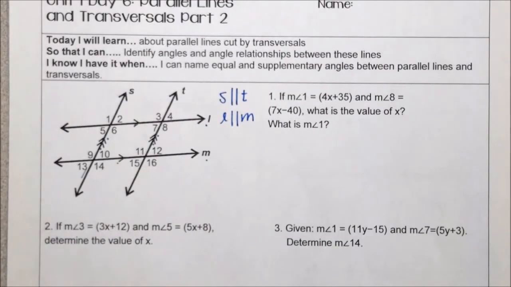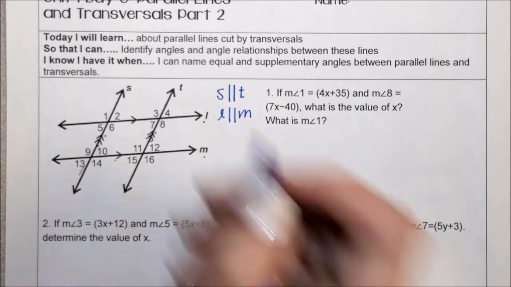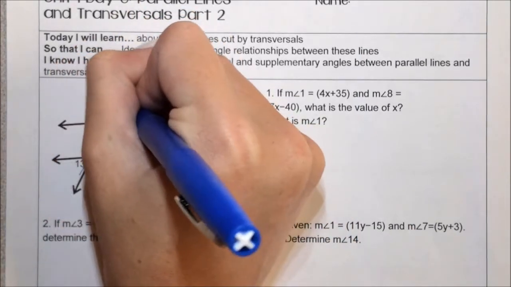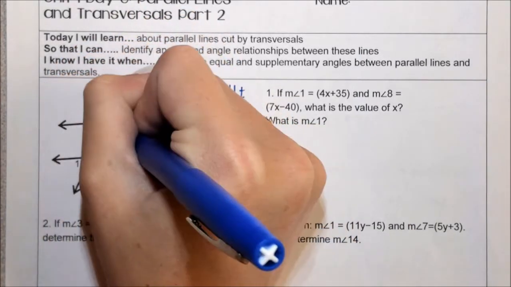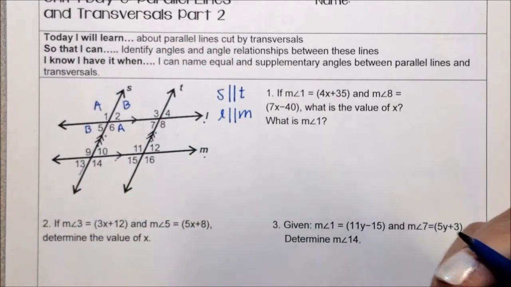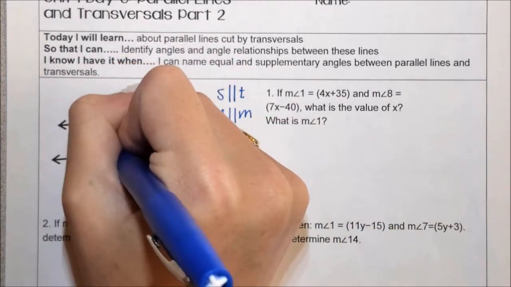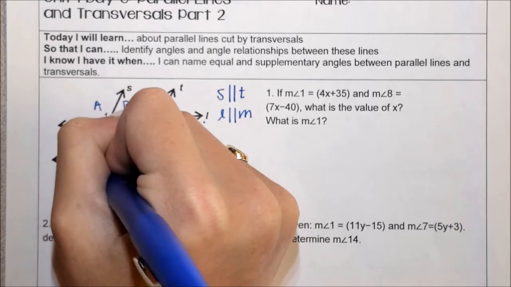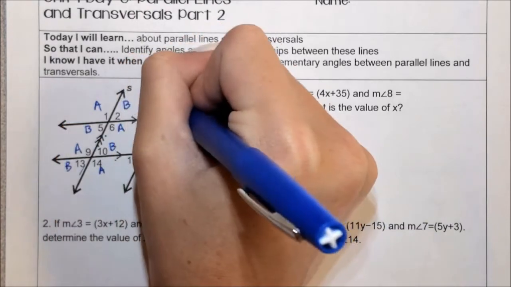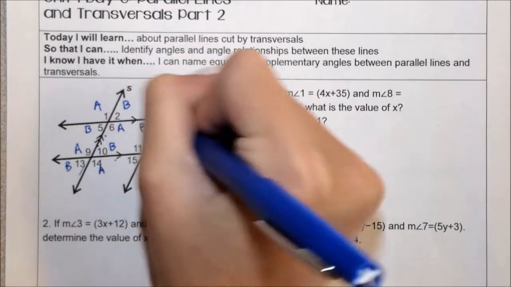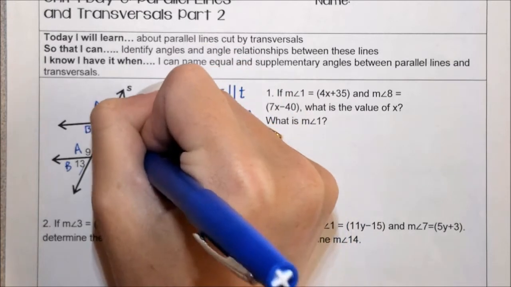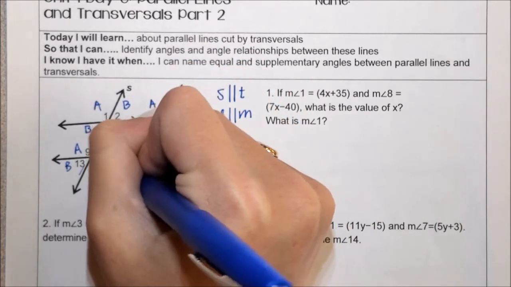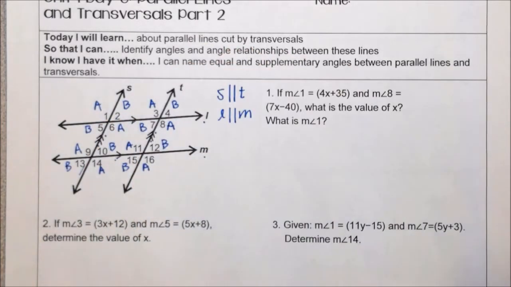Alright, so the first thing I want to do, especially in a picture like this, is label my A's and B's. So we label A, B, and then we switch B, A. Each of my four little sets of angles here I need to label with A's and B's. Now that I have that figured out, I can read my question.